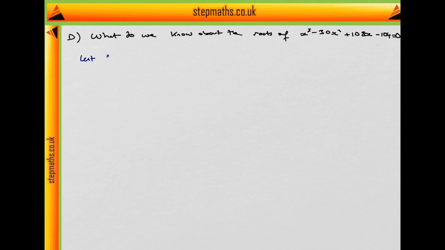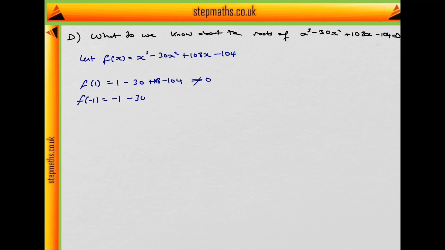So first of all, we're going to let f of x equal our function. So that's x cubed minus 30x squared plus 108x minus 104. So we'll start with 1. So what's f of 1? Well, that's going to be 1 minus 30 plus 108 minus 104, which we see clearly isn't 0. What about f of minus 1? Well, that's going to be minus 1 cubed, or minus 1, minus 30 plus 108 minus 104. Well, that again isn't going to be 0.